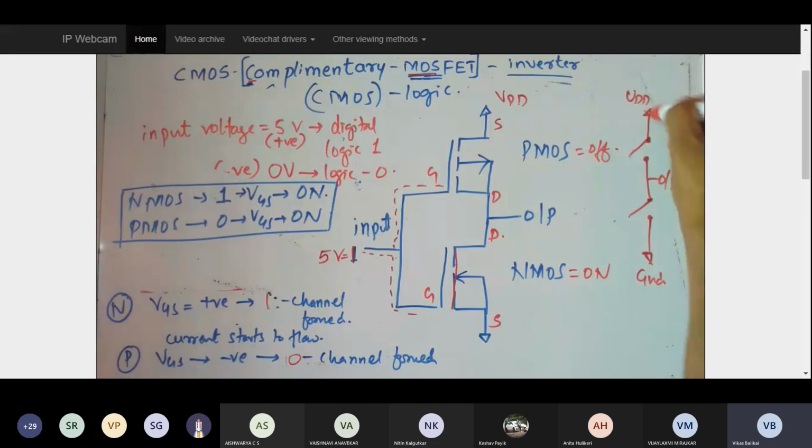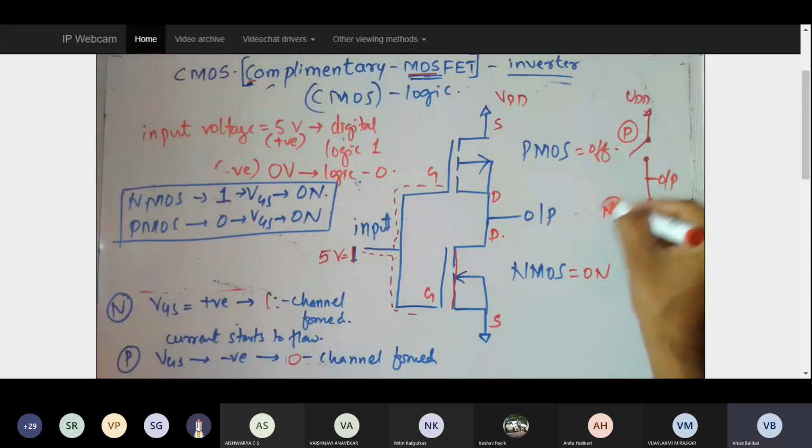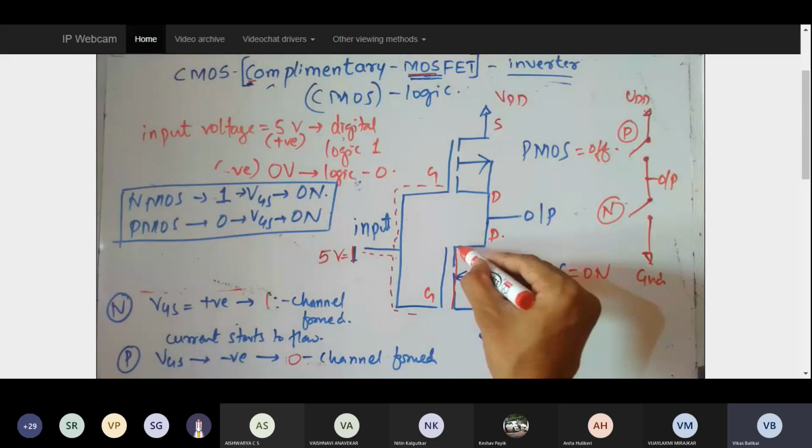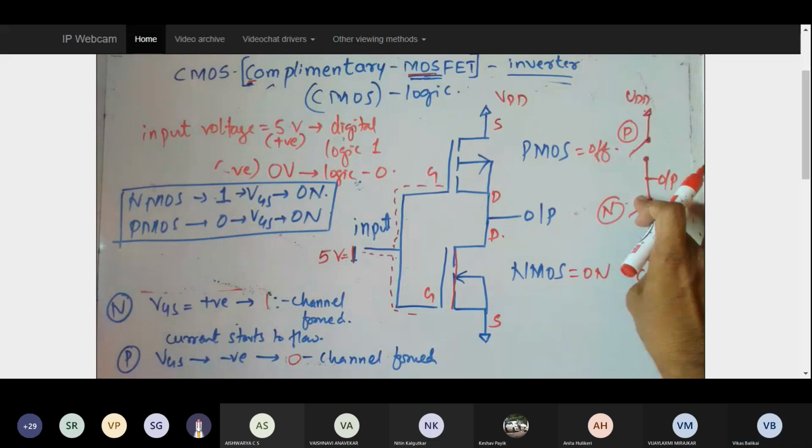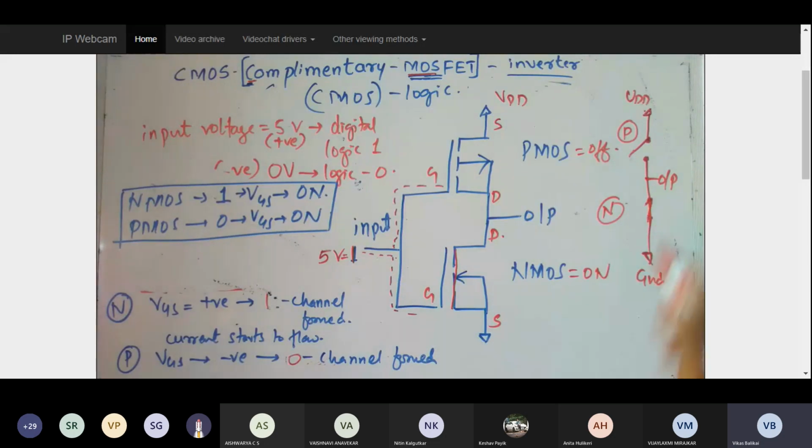But what about my NMOS? For my NMOS, the switch is on because it is behaving like a switch. So basically there is a connectivity between source and drain because the channel has been formed. So that means the switch is connected over here. Now tell me, what do you expect the output will be? Look, where is the output connected? Is it connected to VDD or ground? VDD is my main power supply.